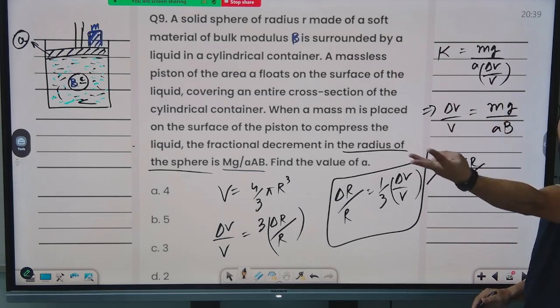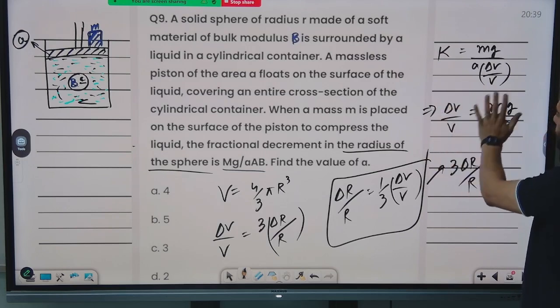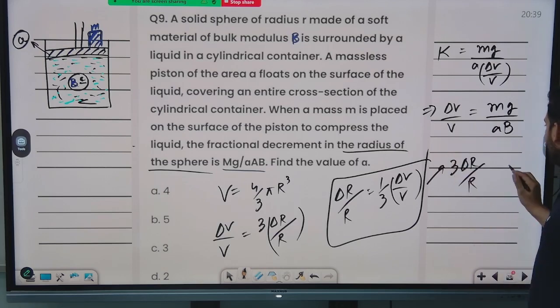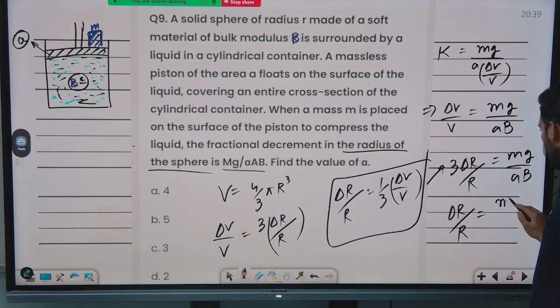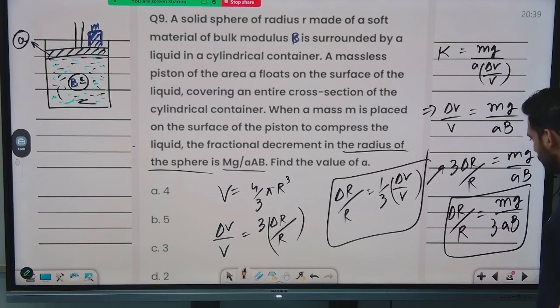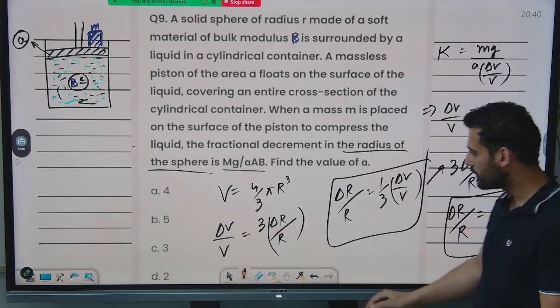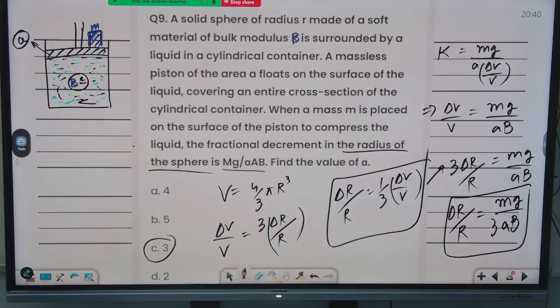Don't just use that formula; understand the concept. Volume has 3 dimensions, isn't it? So if the fractional change in volume is this, then the fractional change in the radius would be one third of this. It's quite obvious. Therefore, that is equal to mg by AB. So technically, we are asked to find delta R by R. That will be equal to mg by 3AB, isn't it? So what was the question? mg by alpha AB. So alpha is 3. So the answer is 3. Is it clear?